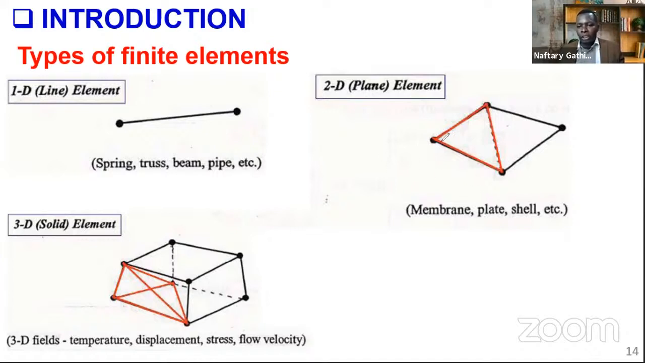Another thing, maybe let me mention this. We talked of how I have discretized using a rectangular plane element, a 2D plane element. We can also have a plane element having not only 4 but 3 nodes, like a triangle. You can make it a triangle.